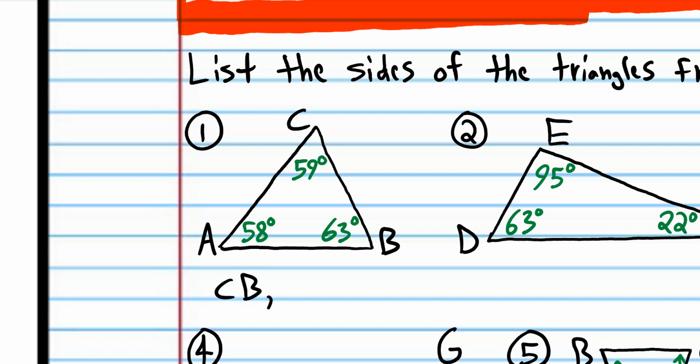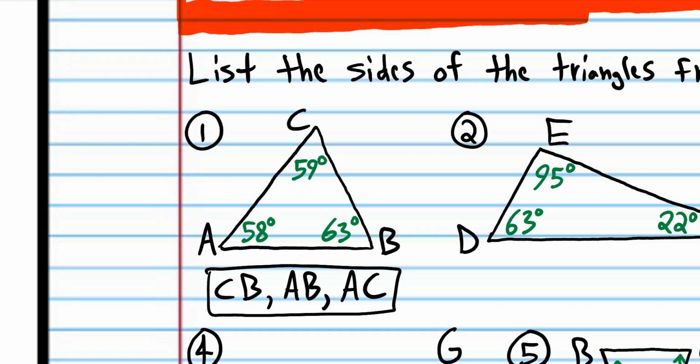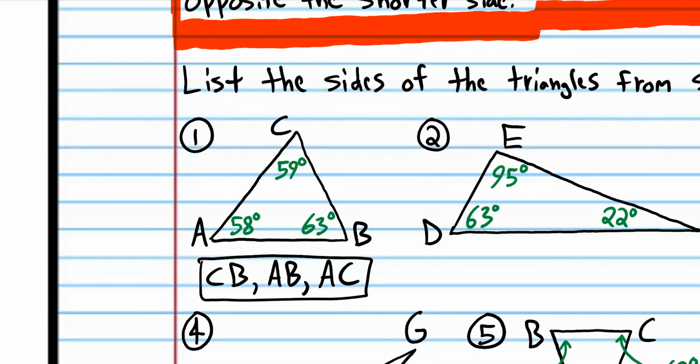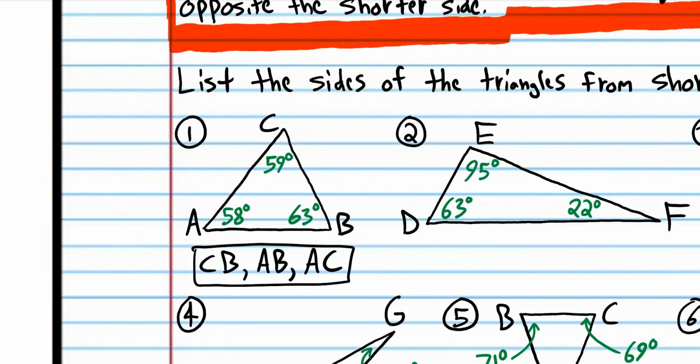That's the shortest side. And then the next biggest angle is 59, so the side opposite that angle must be the next biggest side. So that would be AB. And then, of course, AC is the remaining side. So we listed the sides from least to greatest. So as you can see, this is not too bad.